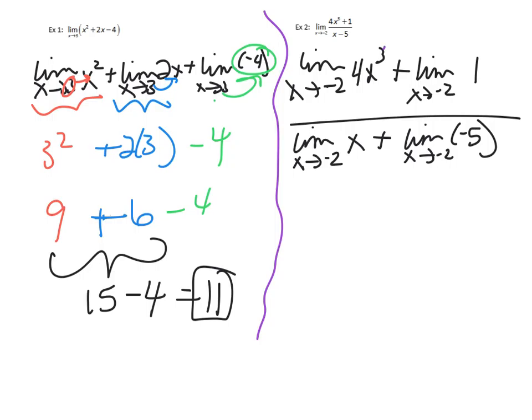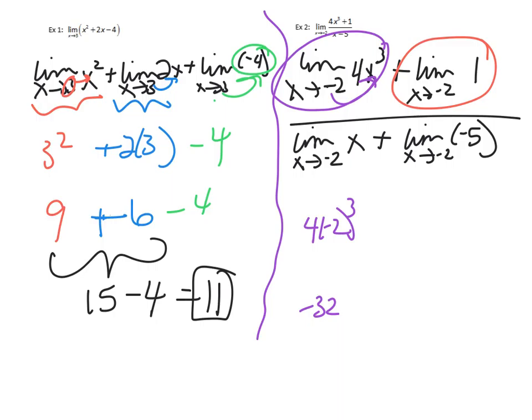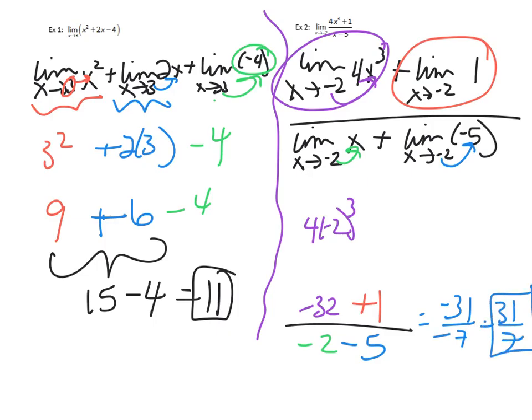So let's do this again. All I'm going to do is plug in negative 2. So 4 times negative 2 cubed gives me negative 32. This is just 1 over, plug in negative 2, and then this is just minus 5. So I'm going to get negative 31 over negative 7, which means I'm going to get 31 over 7. So you can basically just take it apart and do it problem by problem. You're basically just doing substitution.